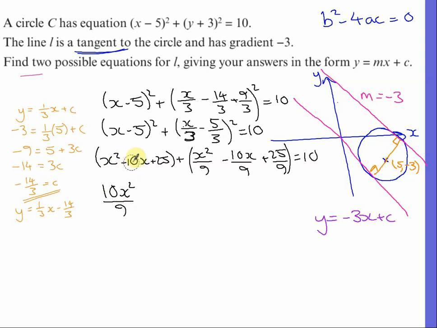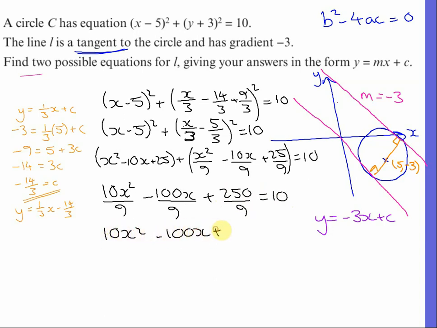This one would be 90, so I've got minus 90, take away another 10, so I've got minus 100x over 9. What's 25 times 9? 225, so that's another 250 over 9. Now I'm going to times by 10, they're really annoying me now. So 10x squared minus 100x plus 250 equals 90.